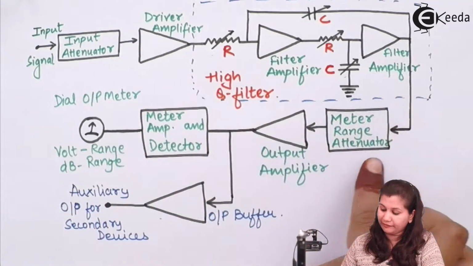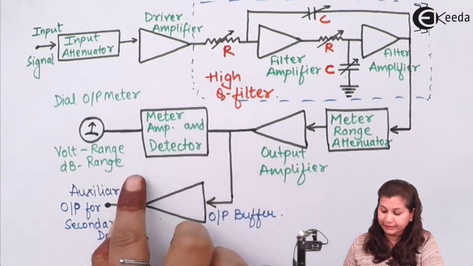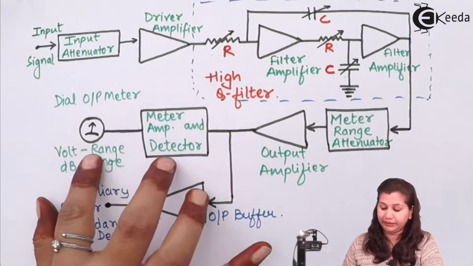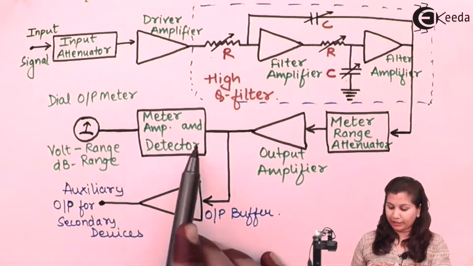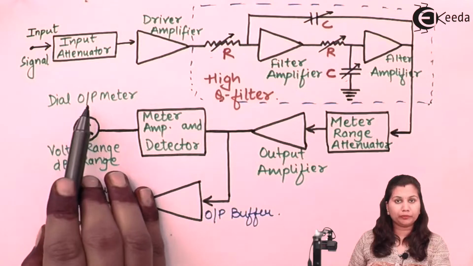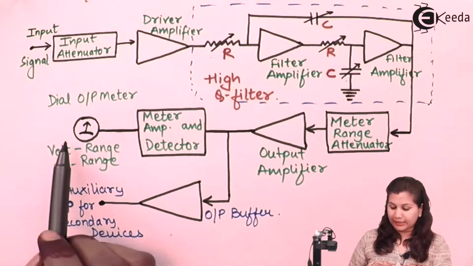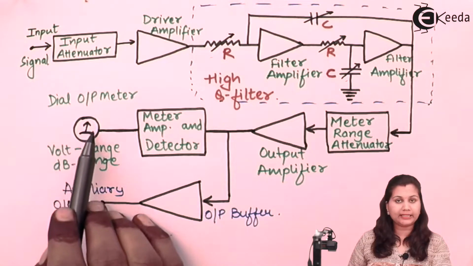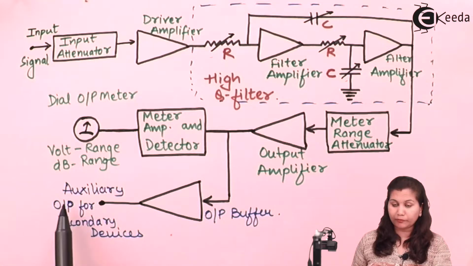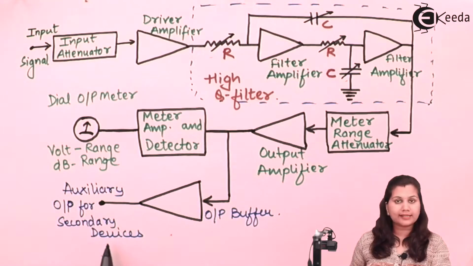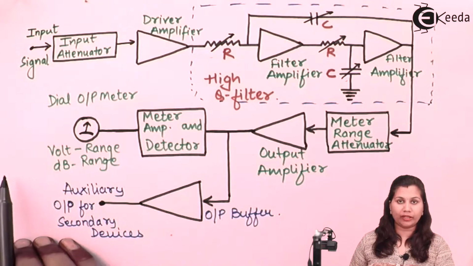After that we have the meter range attenuator, then the output amplifier, then the meter amplifier and detector, and then the dial output meter, where we get the output indicated over this display unit. This is an indicating type of device. Then we have the output buffer, which gives the auxiliary output for secondary devices. So this is the complete block diagram of the frequency selective wave analyzer.